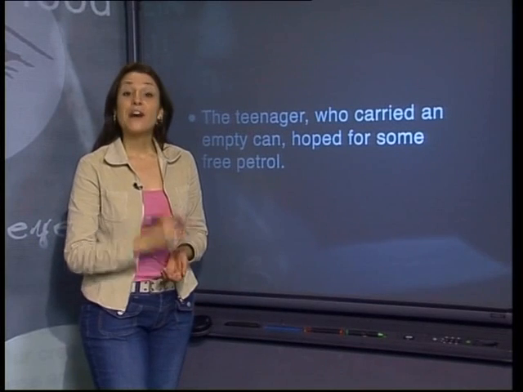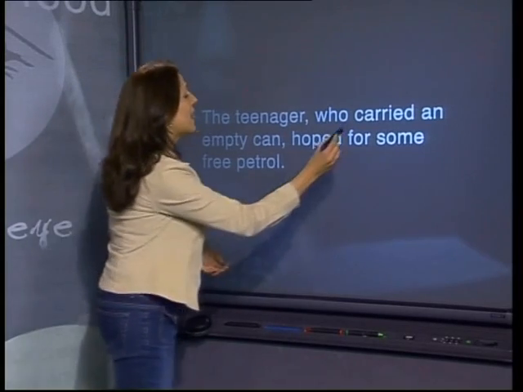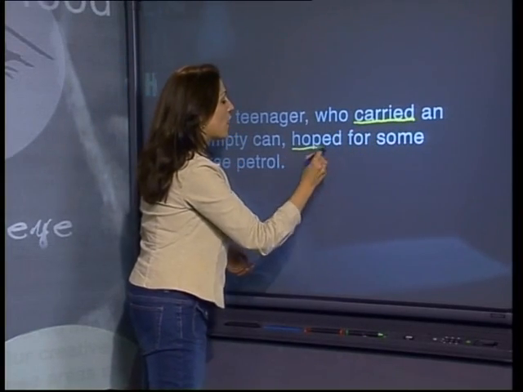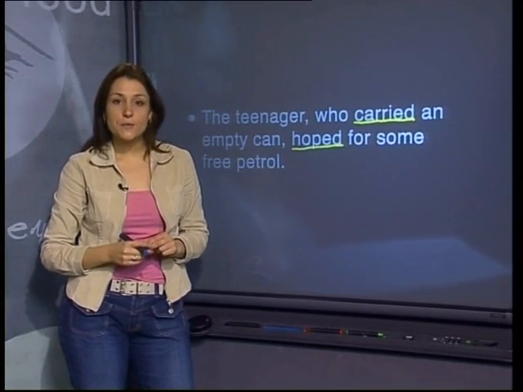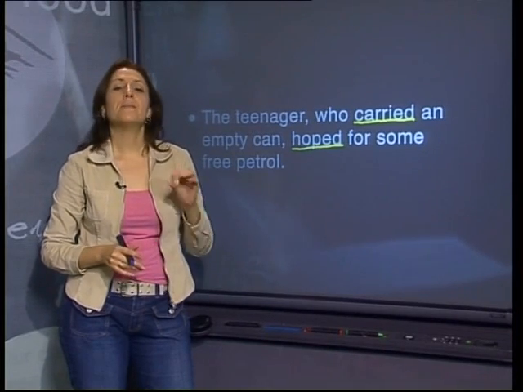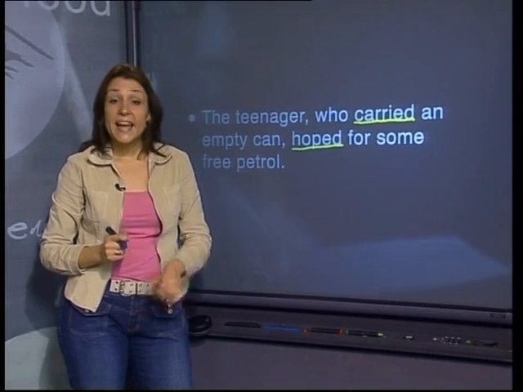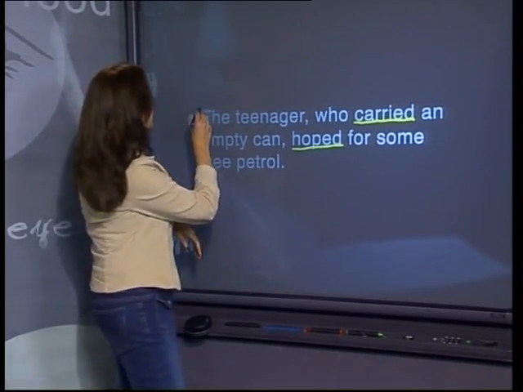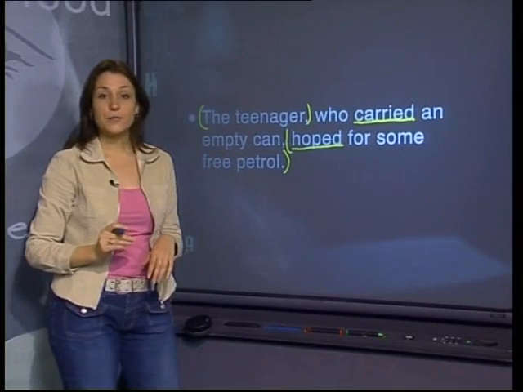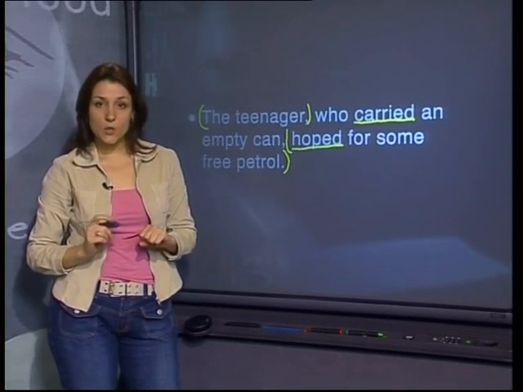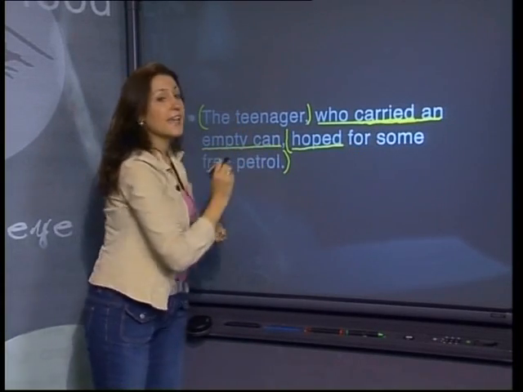Okay, first step, find the finite verbs. It's getting easy now, isn't it? They are carried and hoped. There are two clauses because there are two finite verbs. Now we need to identify the main clause. Which part of this sentence can stand by itself? The main clause is, the teenager hoped for some free petrol. There is only one subordinate clause, who carried an empty can.